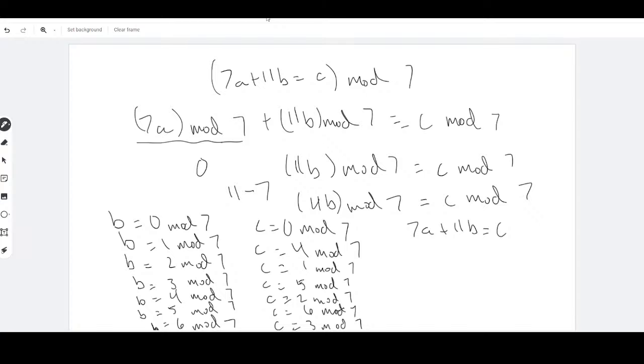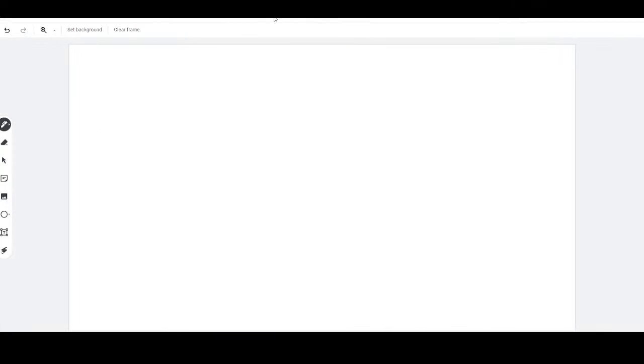So I'm gonna need another slide for this. So I'm gonna make a new slide. I'm gonna work on the fifth slide now. So, 7a plus 11b is equal to c. If c was 0 mod 7, we can get any solution for c if c were 0 mod 7.